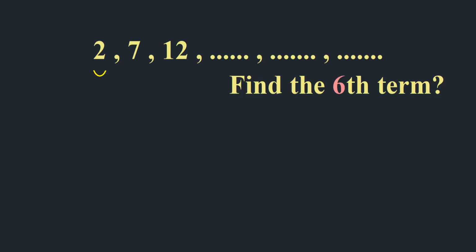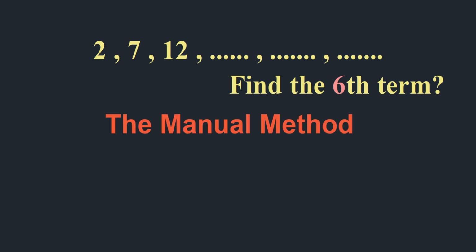Up next in the video, we have this sequence: 2, 7, 12. And our goal is to get the sixth term. Today I am showing you two methods to solve this problem. The first method is called the manual method. This method is perfect for short arithmetic sequences.